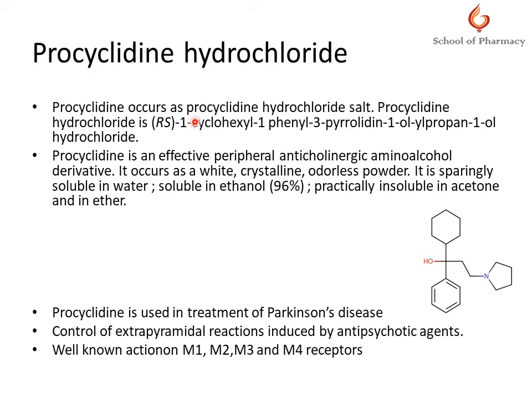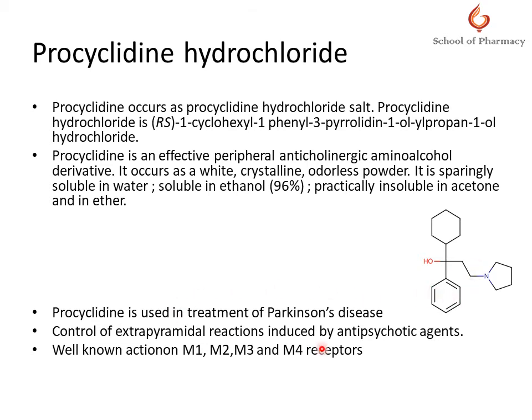Now procyclidine hydrochloride. Procyclidine hydrochloride is the R or S form of 1-cyclohexyl-1-phenyl-3-pyrrolidin-1-yl-propan-1-ol hydrochloride. This is a very effective peripheral anticholinergic amino alcohol derivative, available as a white crystalline powder, which is odorless, and it is sparingly soluble in water, but soluble in ethanol, and practically insoluble in acetone and ether.